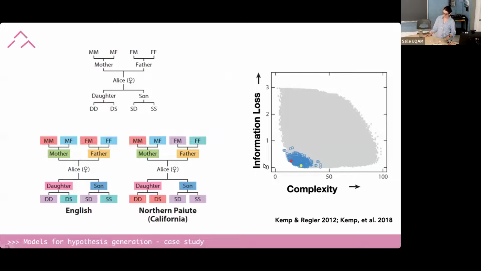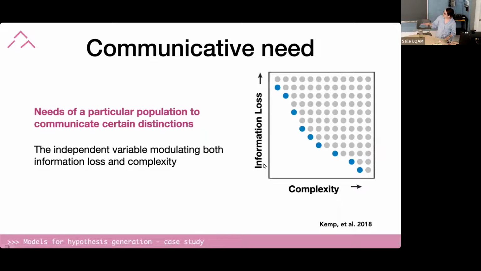So why is this? This is because both information loss and complexity are modulated by something called communicative need. So it's the need of a particular population to communicate certain distinctions. Whether your grandmother is your paternal or maternal grandmother may not have that much cultural significance in an English-speaking population, but in a population that speaks Northern Paiute, it might actually have cultural significance. And so it's important to be able to communicate that distinction easily, right? That's what we talk about when we talk about communicative need. It's the need of a particular population to talk about certain distinctions. And if there is that need, then you expect those distinctions to be there.